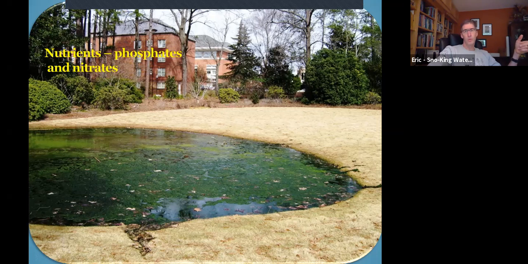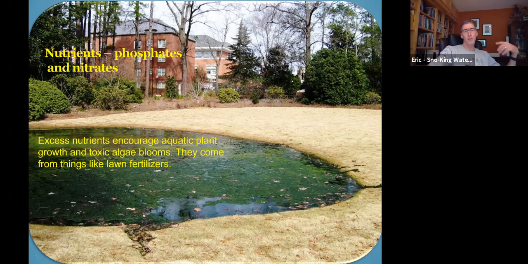Another type of water pollution is nutrients. This is a big deal, especially for lakes that can be subject to algae blooms. Phosphates and nitrates are things that run off of, like, lawn fertilizer, which is probably a key example of where that stuff comes from. And if you have too much of it, you'll get algae blooms, which can affect oxygen levels and can also be toxic.